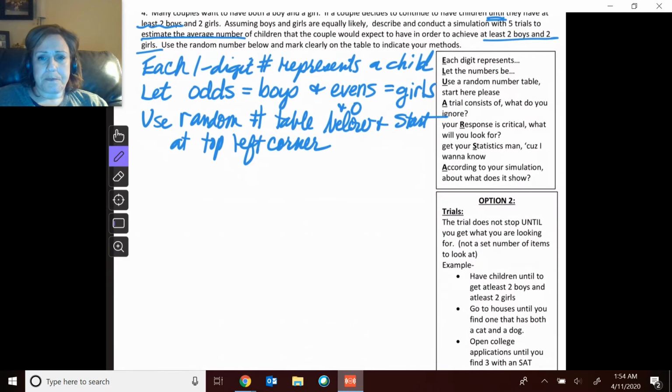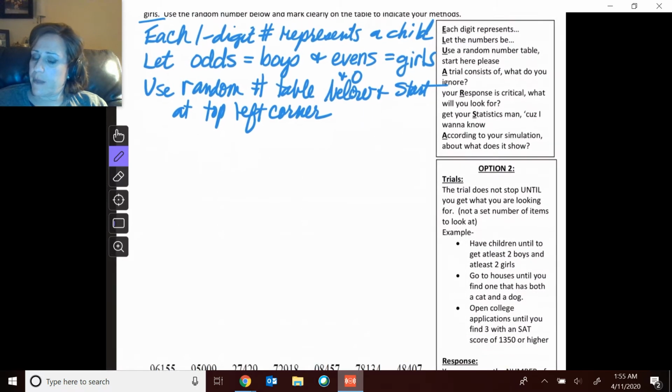All right. A trial consists of, what do you ignore? When we talk about ignoring, were we ignoring any of our 10 single-digit numbers? That would come into play if, say, we decided to use the numbers 1 and 2 and ignore everything else. And then we also want to consider if we ignore repeats. So we'll talk about that.